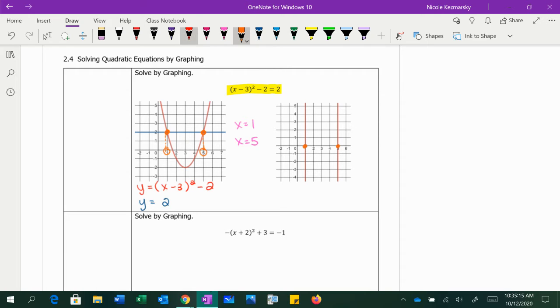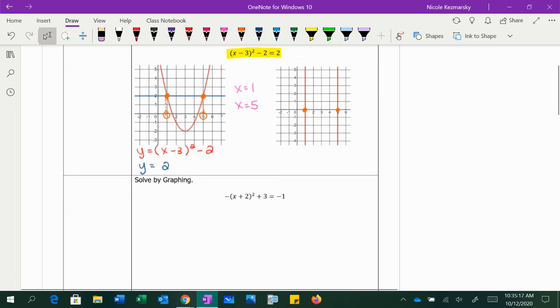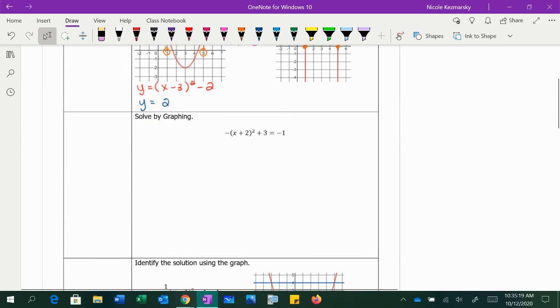So let's try this with the next example. We're going to solve by graphing. So method number 1, I'm going to take the left-hand side of this equation, make it y equals negative (x plus 2) squared plus 3, and the right-hand side, y equals negative 1.